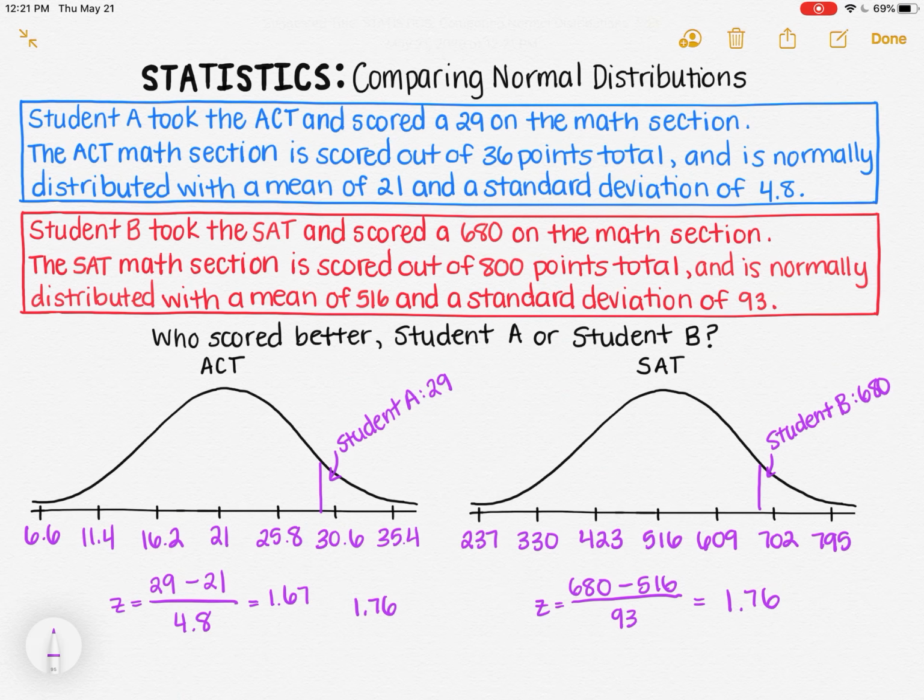Now, as you can see, 1.76 is bigger than 1.67, which means student B's score is more standard deviations above the mean than student A's score. So that means that student B did better on the SAT than student A did on the ACT.